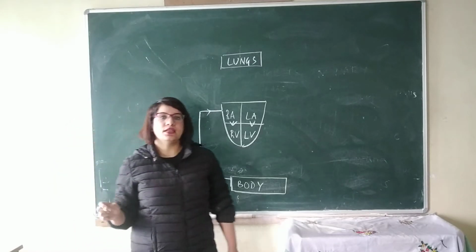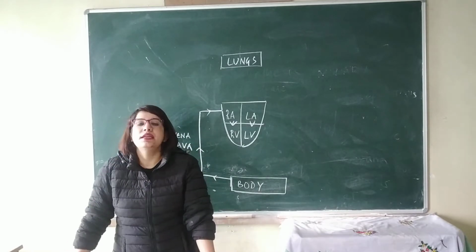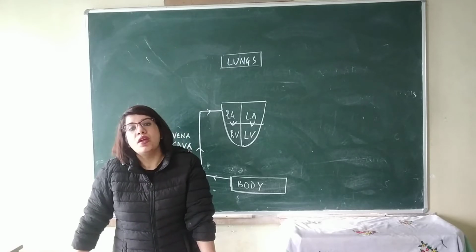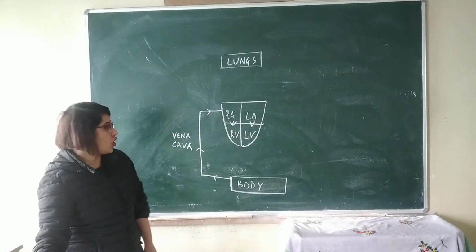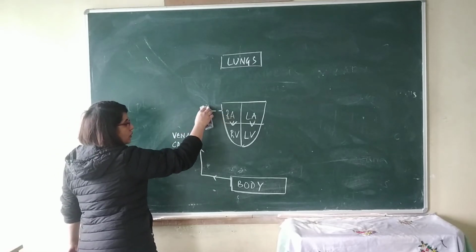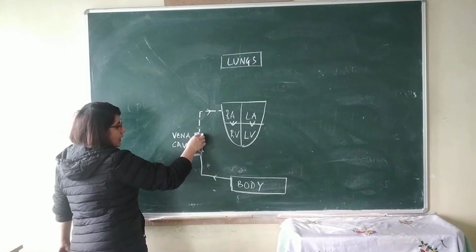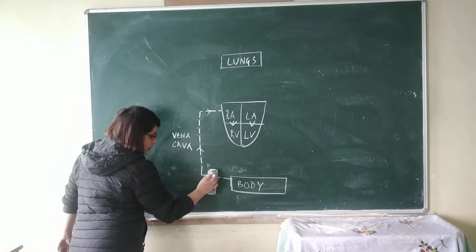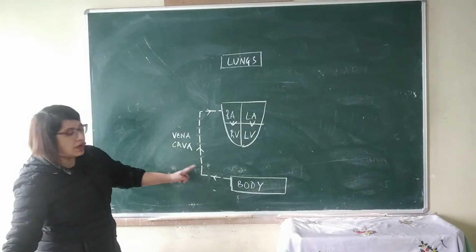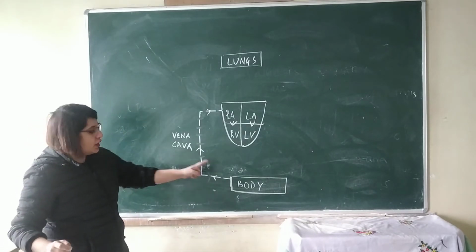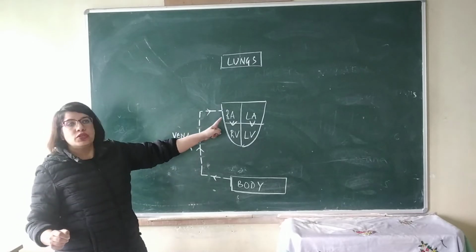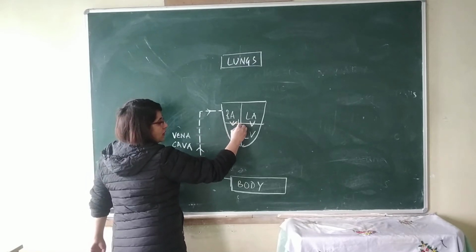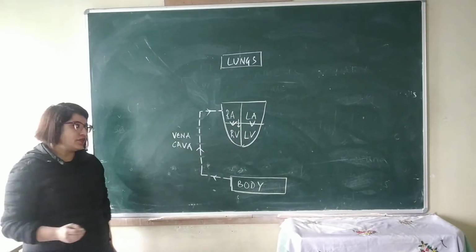Now, I have already discussed that deoxygenated blood is denoted with blue and oxygenated blood is denoted with red. Since I don't have blue and red chalk, like the previous video, I will be denoting deoxygenated blood with broken arrows. Okay, so the vena cava brings deoxygenated blood from the different parts of the body to the right auricle. From the right auricle, it enters the right ventricle.